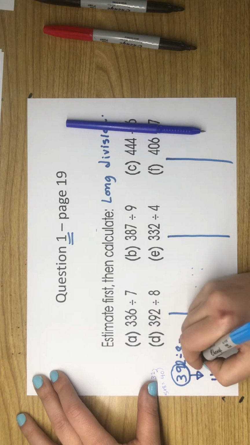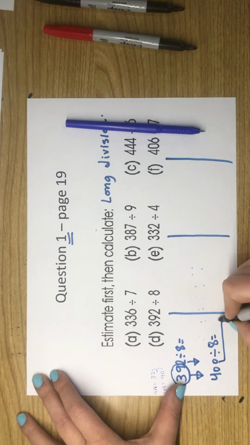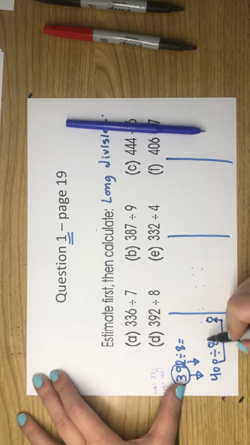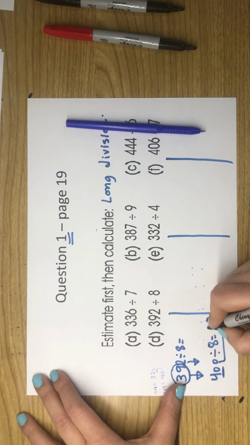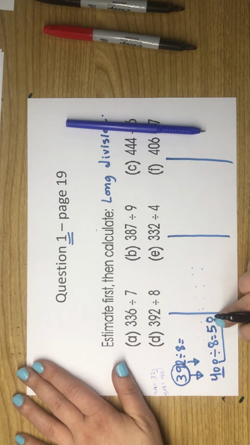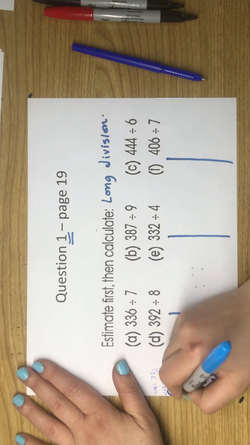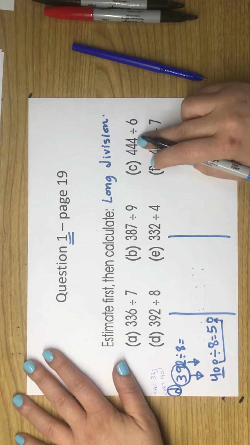40, the 2 goes as 0, divided by 8 equals, this 0 goes here mentally. What times 8 gives you 40, which is 5? So the estimated answer for this question is 50. When you do long division, the answer of your question is going to be around 50. This is question number D. Okay, I missed this one.